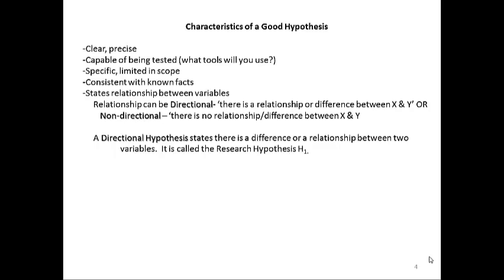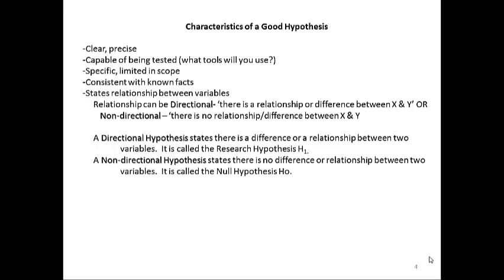So a directional hypothesis says there is a difference or a relationship between 2 variables. It is called the research hypothesis, or H1, also known as HA. Make sure you know these descriptors. A non-directional hypothesis states there is no difference or relationship between two variables. It's called the null hypothesis, or H0.